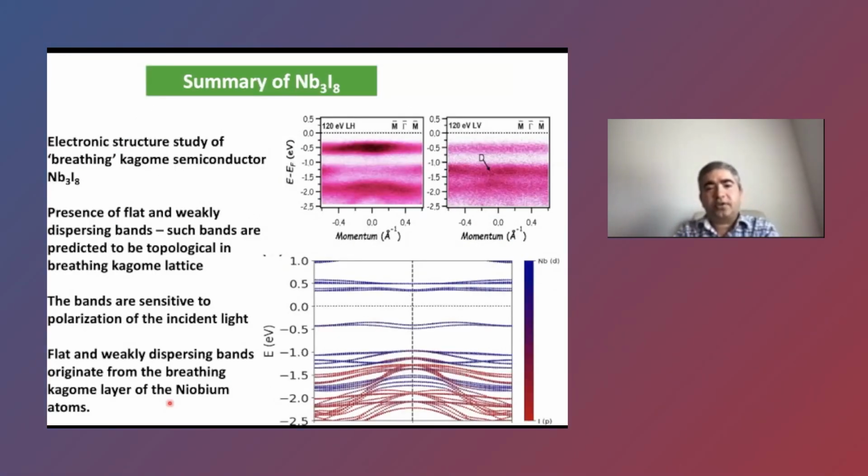Okay, so a summary for niobium iodide. We studied the electronic structure in the breathing kagome. We found flat and weakly dispersive bands. The bands are sensitive to the polarization of light, and the flat and weakly dispersive bands originate from the breathing kagome layer of niobium atoms.